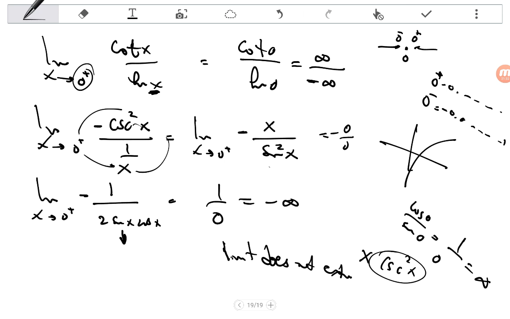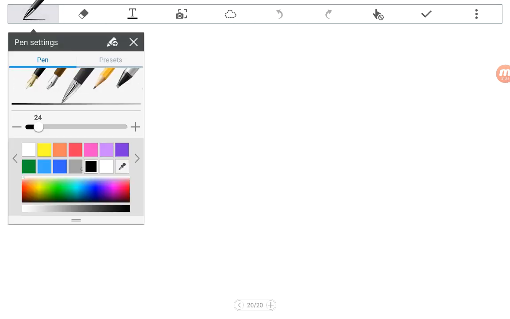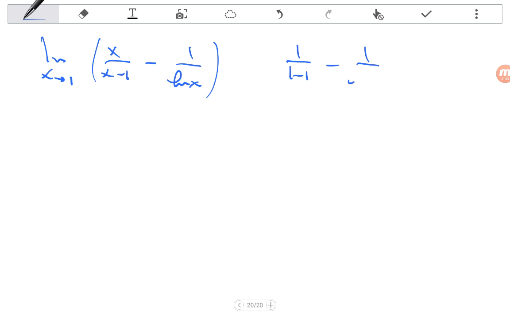Okay? So these are cases whenever I have 0 over 0 or infinity over infinity. What if I have infinity minus infinity? For example, limit x approaching 1, x over x minus 1 minus 1 over ln x. If I make a direct substitution, that will be 1 over 1 minus 1 minus 1 over ln 1. This is 1 over 0 minus 1 over ln 1, which is 0. So this will be infinity minus infinity.